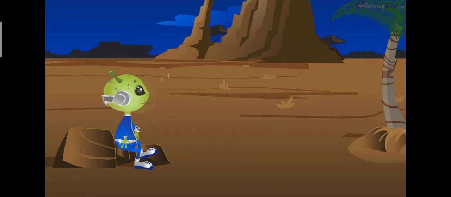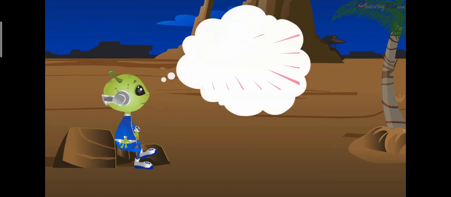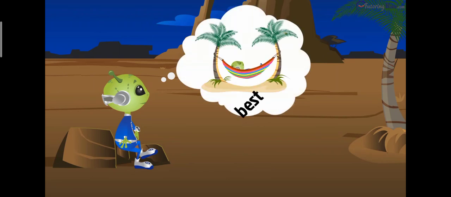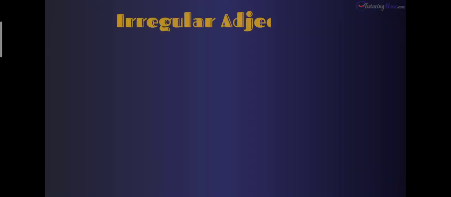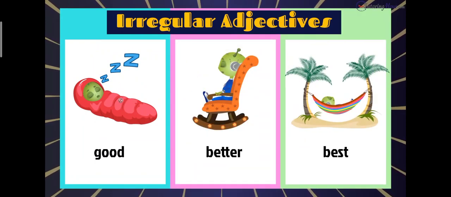He wanted to rest. A sleeping pad should be good, he thought. A rocking chair would be better, he imagined. A hammock would be the best, he decided. The irregular comparative and superlative adjectives, good, better, and best, have brought us to the end of our video.